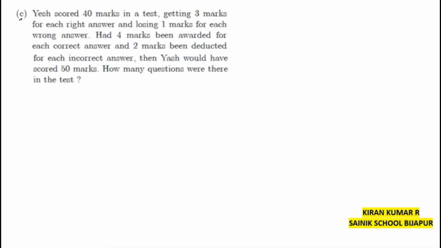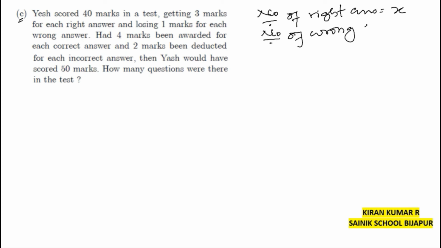Look at question C. A scored 40 marks in a test, getting 3 marks for each right answer and losing 1 mark for each wrong answer. Had 4 marks been awarded for each correct and 2 marks deducted for each incorrect, then A should have scored 50 marks. So how many questions were there in the test? Here we have to consider the number of right answers as X and the number of wrong answers as Y. So total questions will be X plus Y.